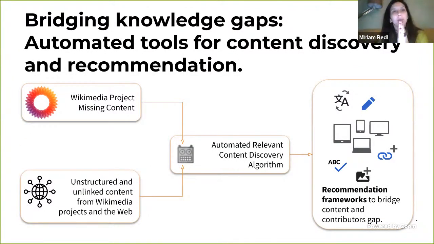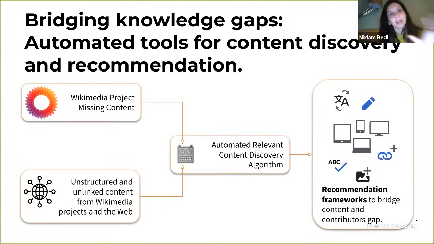The overarching architecture of the tools and the research that you're going to see today is summarized in this slide. What we're going to see today is a set of tools and algorithms that we have developed to bridge content gaps through content discovery and recommendations. So everything starts with understanding knowledge gaps in Wikimedia projects. Part of the research is consulting with the community and the product team to understand what are the knowledge gaps in Wikimedia projects and what are the knowledge gaps for which we can provide tools to help bridge them.